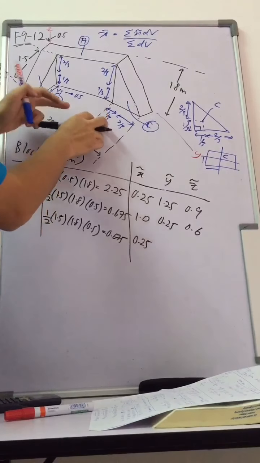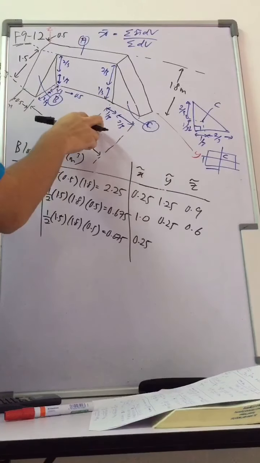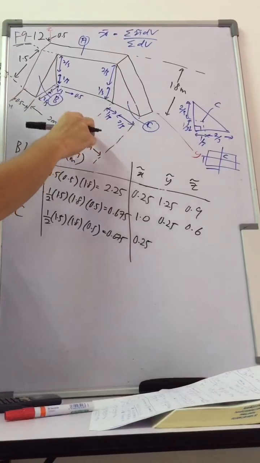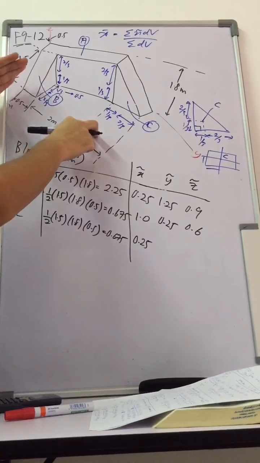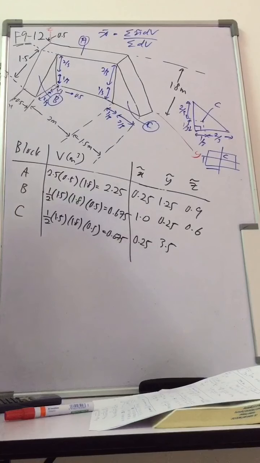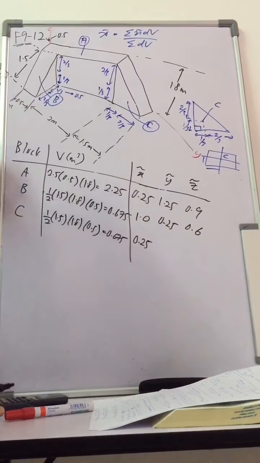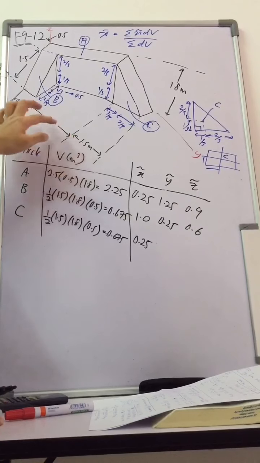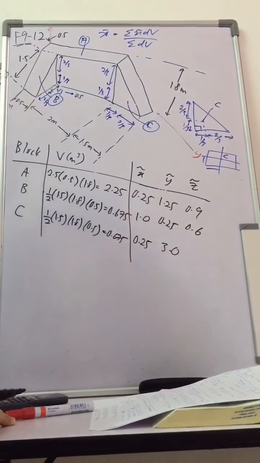So 0.5 plus, because y is not this. 0 is not here. 0 is somewhere back there. So you have to use this 1 plus 2 plus 0.5, the whole coordinate. Is it 3.5? Oh no, it's not 3.5. Sorry. This 1/3 is 1. This 1/3 is 0.5. 0.5 plus 2, 2.5 plus 0.5, it is 3.0. 3.